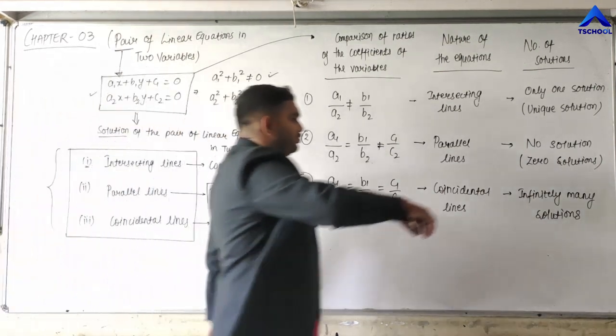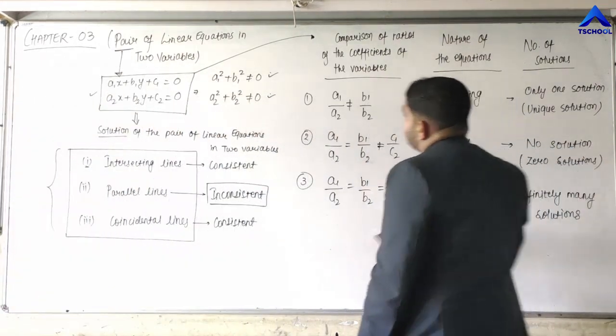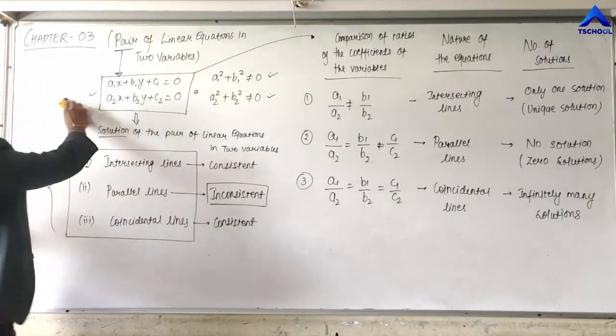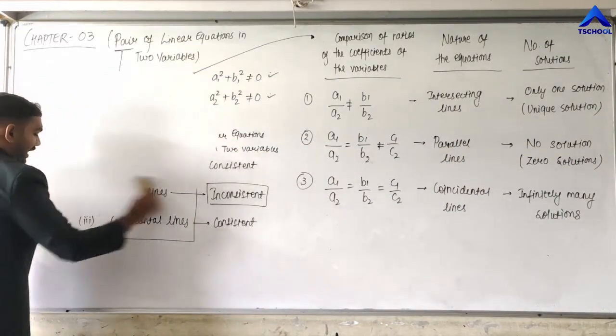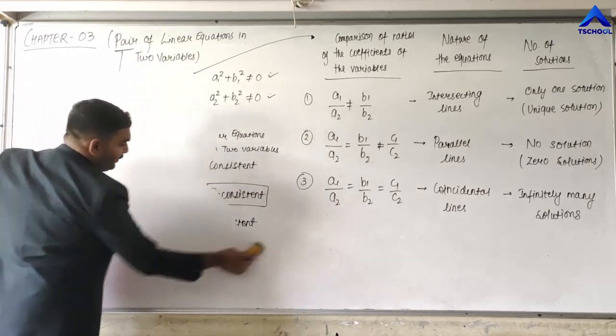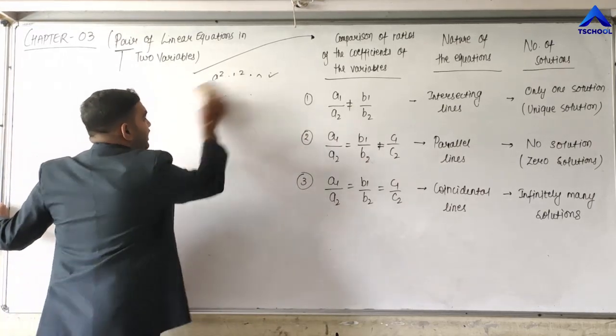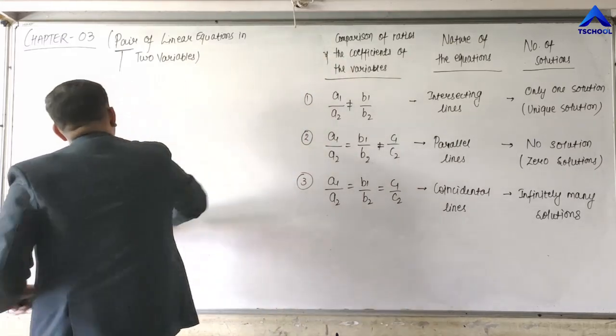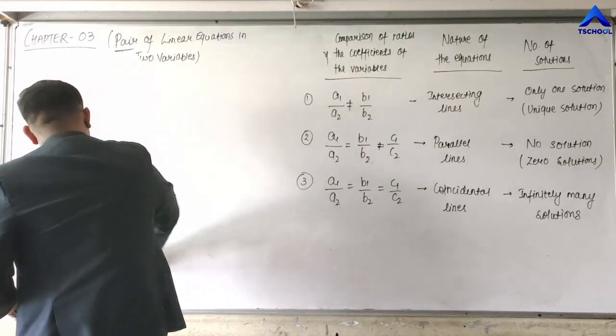Okay, so now as we discussed the graphical method first, before starting with this, we are going to see how you can solve a pair of linear equations in two variables algebraically. Algebraically, that means by solving them.